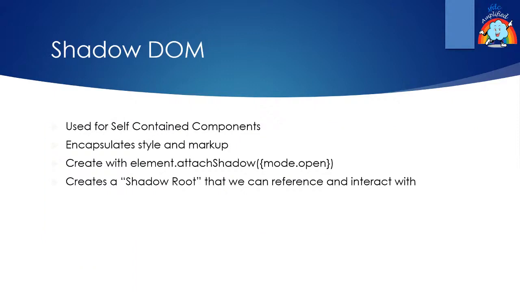Now once we go to the shadow DOM, what is shadow DOM? It is used for self-contained components. It encapsulates style and markup. To understand better, shadow DOM is its own entity apart from the regular DOM. It is created with element dot attach shadow. We just need to use dot attach shadow, and we are able to create it. And then we use mode open so that it is accessible to the browser. And then we create a shadow root that we can reference and interact with. Obviously, that's enough theory to understand.